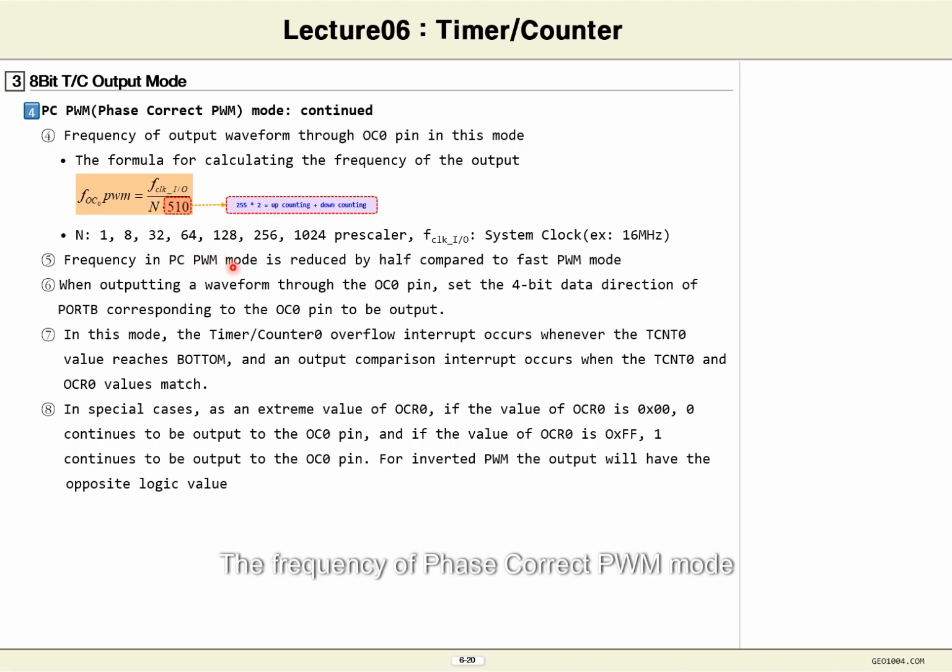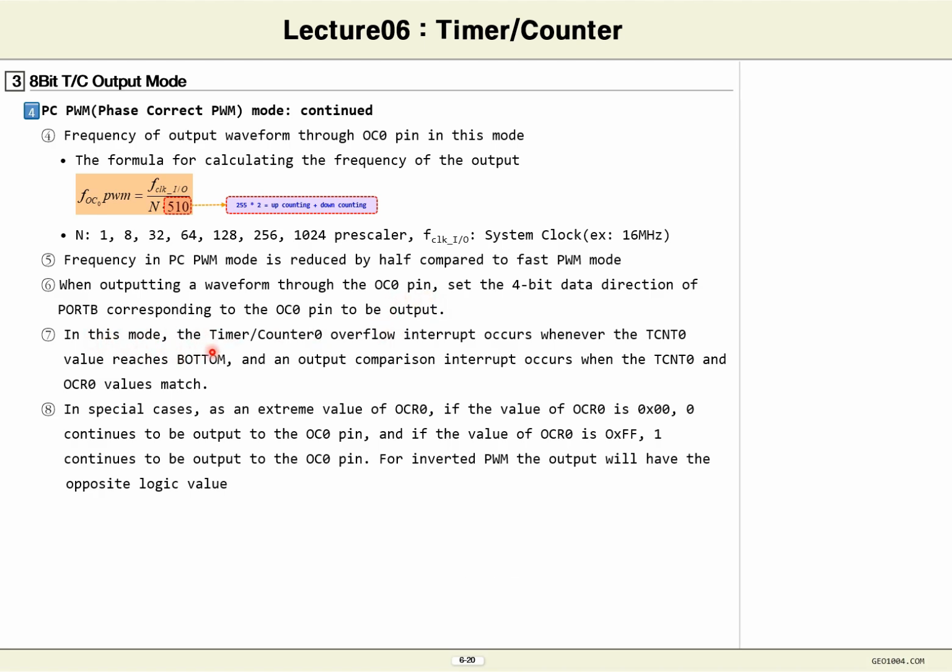The frequency of phase correct PWM mode is reduced by half compared to fast PWM mode because there is up counting and down counting. In order to export the output waveform to the OC0 pin, you must set the data input-output direction of pin 4 of PORTB to output.